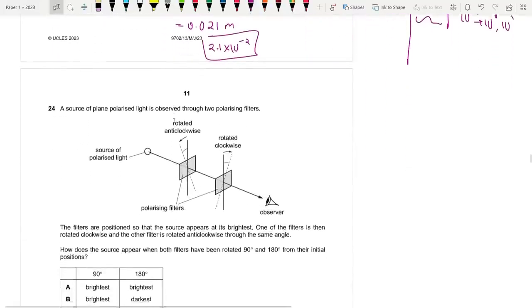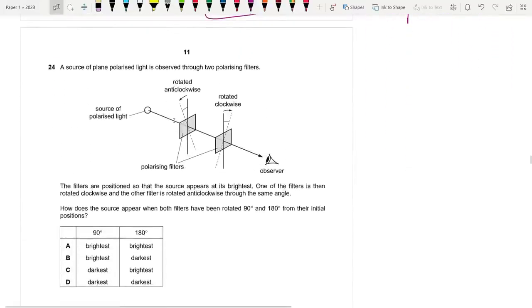A source of plane polarized light is observed through two polarizing filters. The filters are positioned so the source appears at its brightest. One of the filters is then rotated clockwise and the other filter is rotated anti-clockwise through the same angle. How does the source appear when both filters have been rotated 90 degrees? And wait, I need to read this again. This seems complicated. Let's go again.